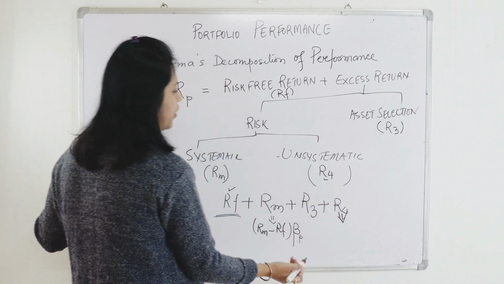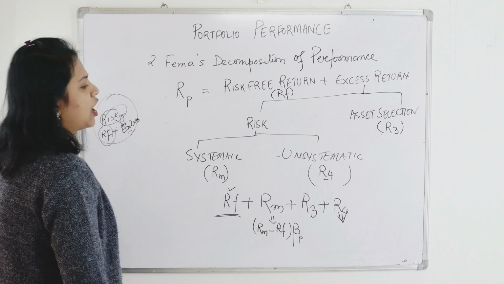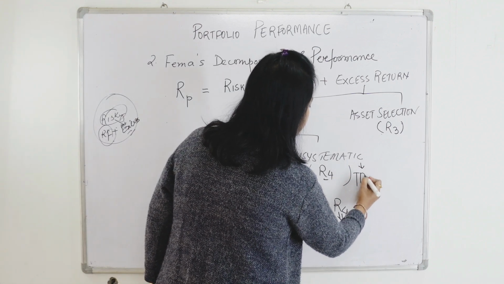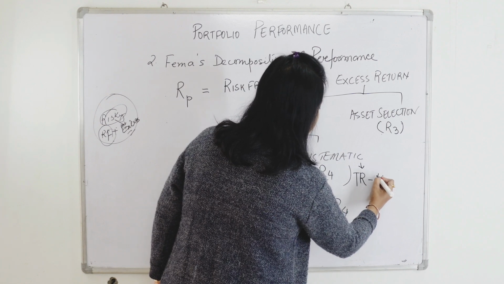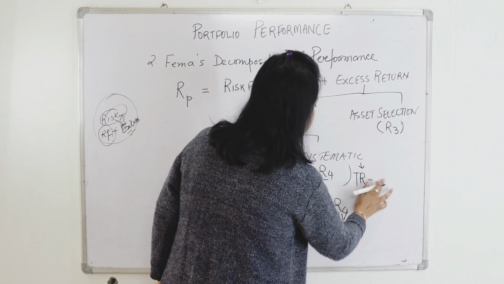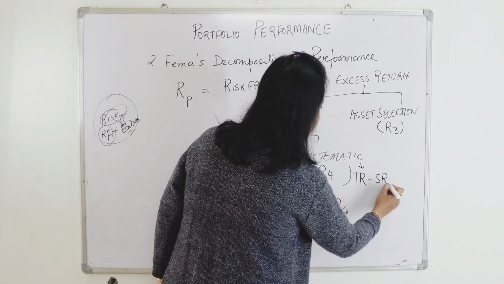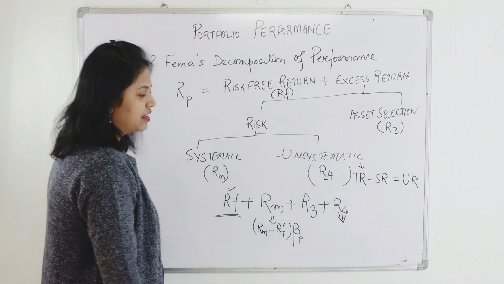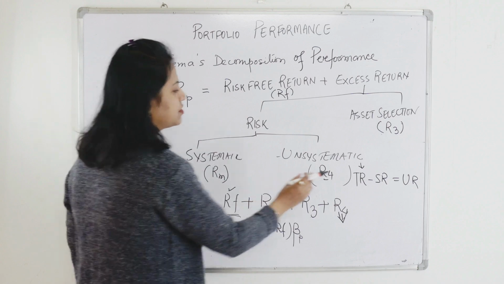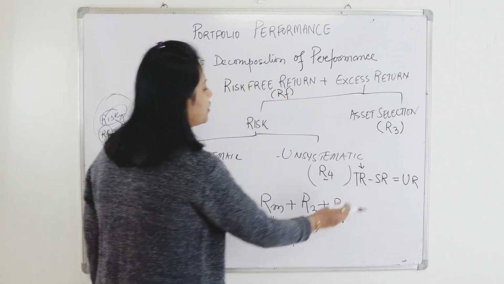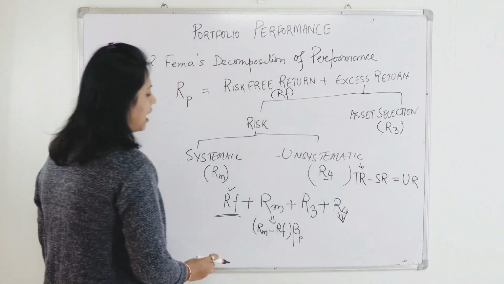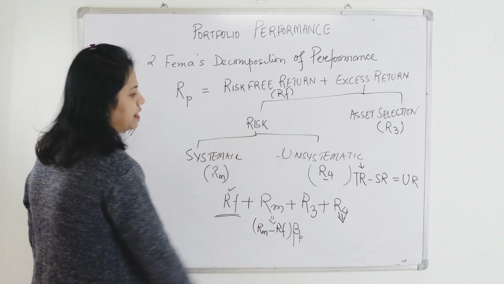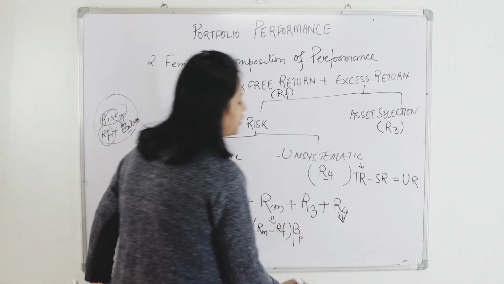Friends, R4 is what? R4 is unsystematic risk. How can I capture the unsystematic risk? See, if you have total risk and you subtract the systematic risk from the total risk, what remains is your unsystematic risk. We have seen that the total risk has two components, systematic and unsystematic. So if you subtract the systematic, you get the unsystematic risk. Let's see how we can find it out.